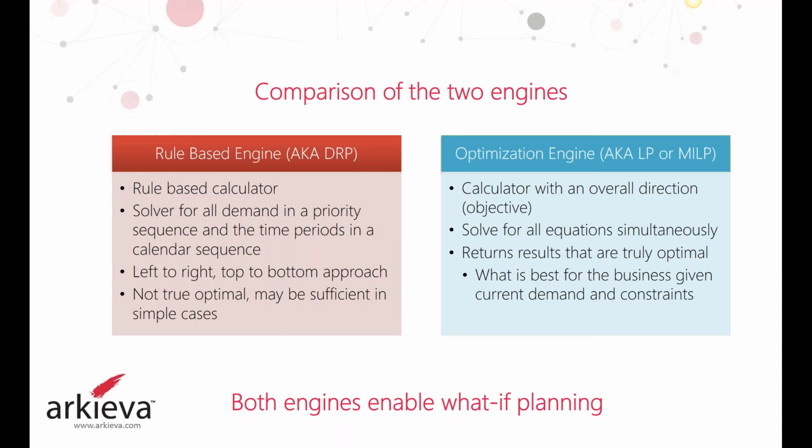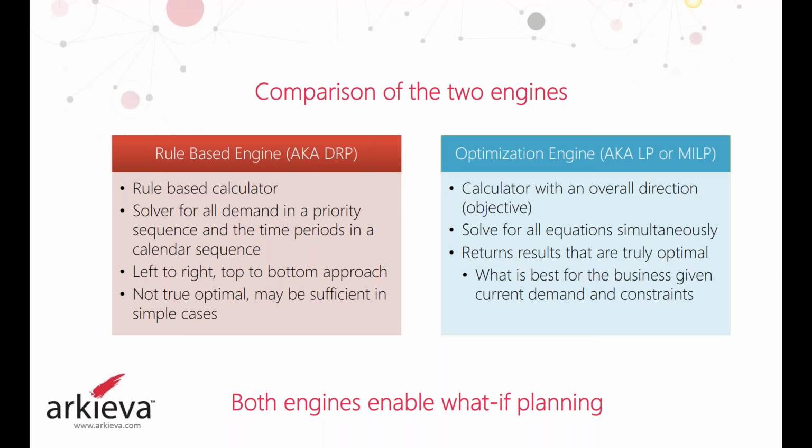Optimization, on the other hand, is a different kind of a calculator. It tries to follow an overall direction or an objective. For example, the objective could be maximize the profit of this enterprise. And in that case, it's going to make decisions that optimize or maximize that particular objective. It is a simultaneous solver of equations, whereas rule-based ones follows a sequence. This one tries to solve all the equations in one go so that it gives you the most optimal or truly optimal results. So in a way, it provides what is the best for the business given the current situation.